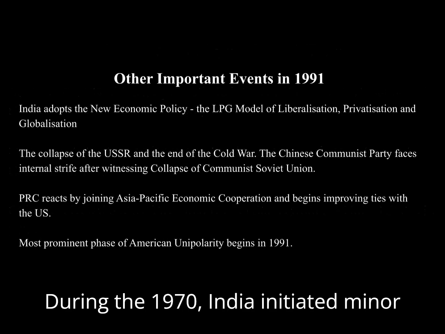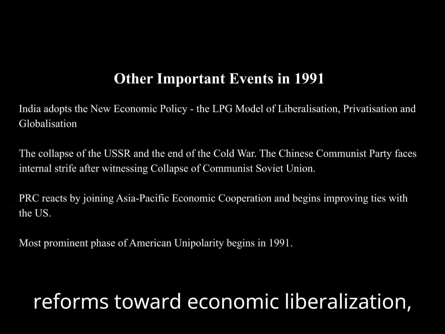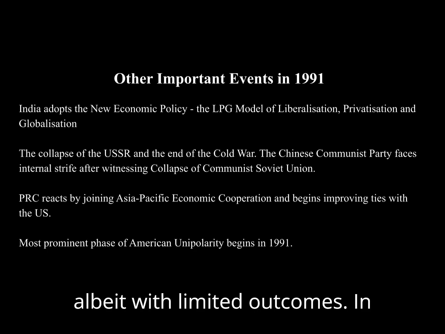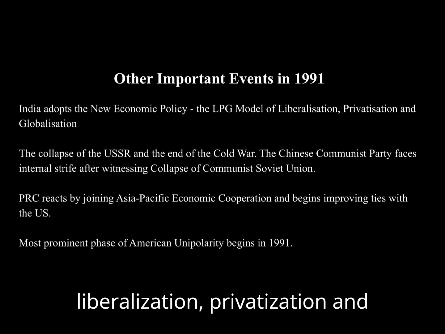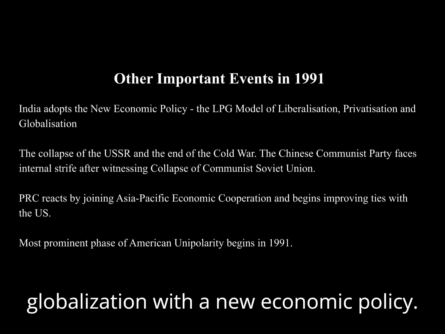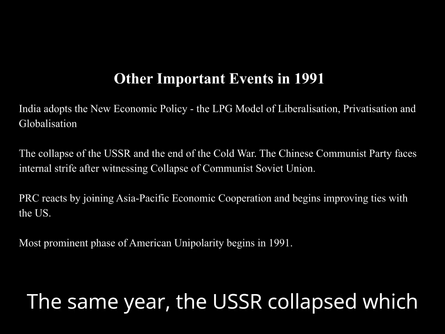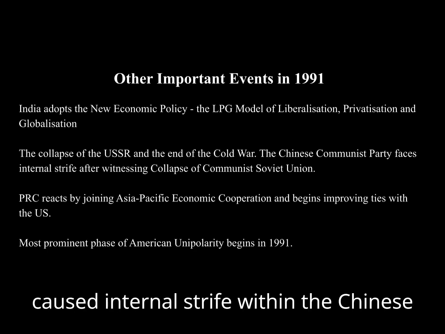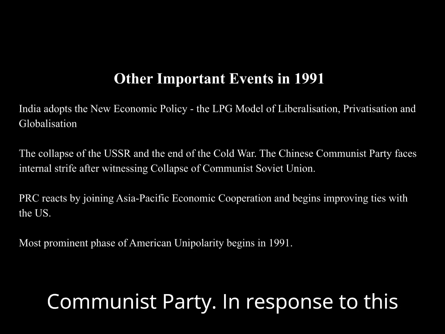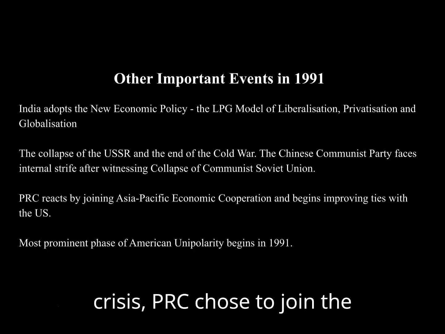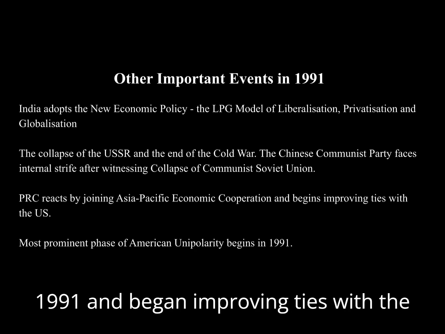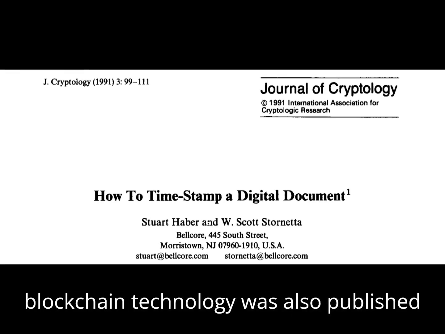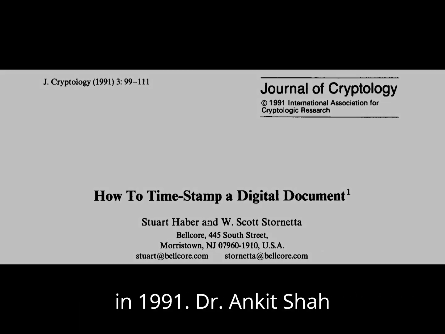During the 1970s, India initiated minor reforms toward economic liberalization, albeit with limited outcomes. In 1991, India embraced liberalization, privatization, and globalization with a new economic policy. The same year, the USSR collapsed, which caused internal strife within the Chinese Communist Party. In response to this crisis, PRC chose to join the Asia-Pacific Economic Cooperation in 1991 and began improving ties with the US. Meanwhile, a white paper on blockchain technology was also published in 1991.